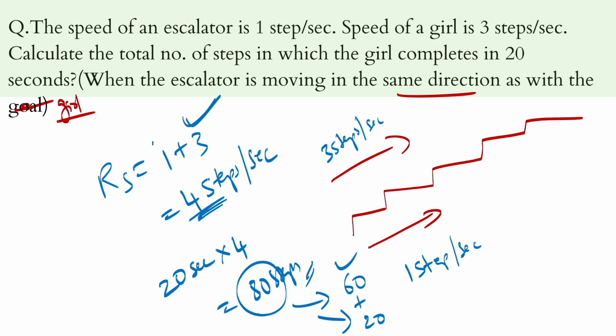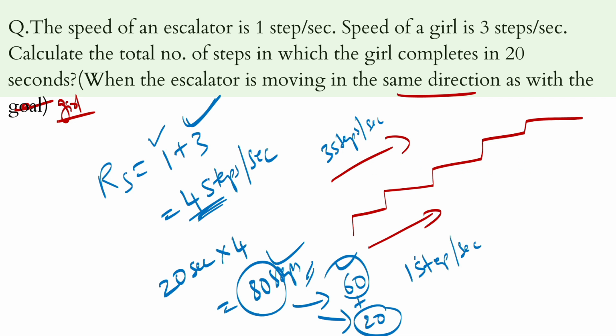Whereas the escalator completes 1 step in a second. So in 20 seconds it must complete 20 steps. So 60 plus 20 is equal to 80 steps. So we arrived like this, right? Now, for instance, in this case, what if the escalator's direction is opposite to the girl's direction, or vice versa?